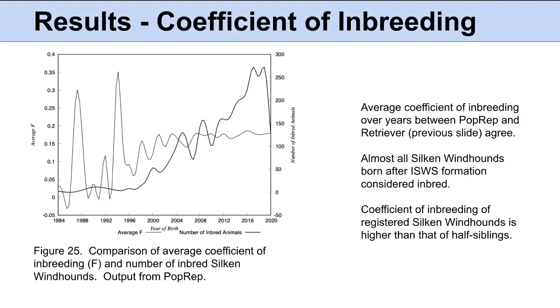So the coefficient of inbreeding for registered Silken Windhounds is higher than that of half siblings, but below full siblings, but it's stable at this point in time on paper when you look at pedigrees.